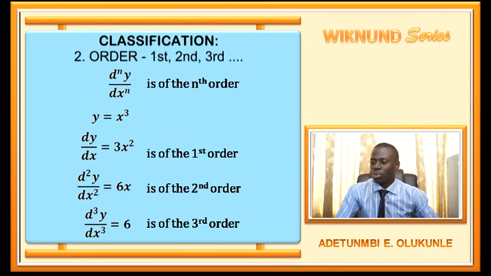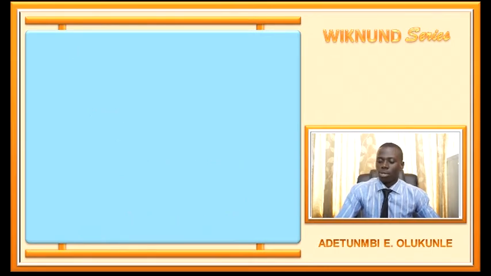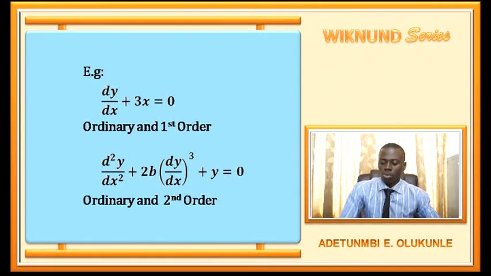So let's look at an example. dy/dx plus 3x equals 0 is an ordinary differential equation. Why? Because there's only one dependent variable y and one independent variable x, and this is of the first order, dy/dx. dy/dx can also be written as y prime.